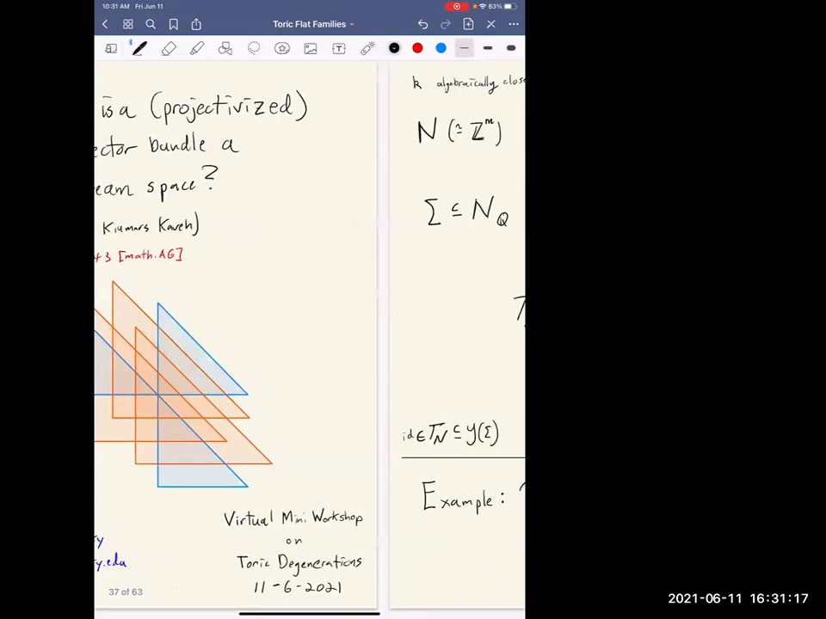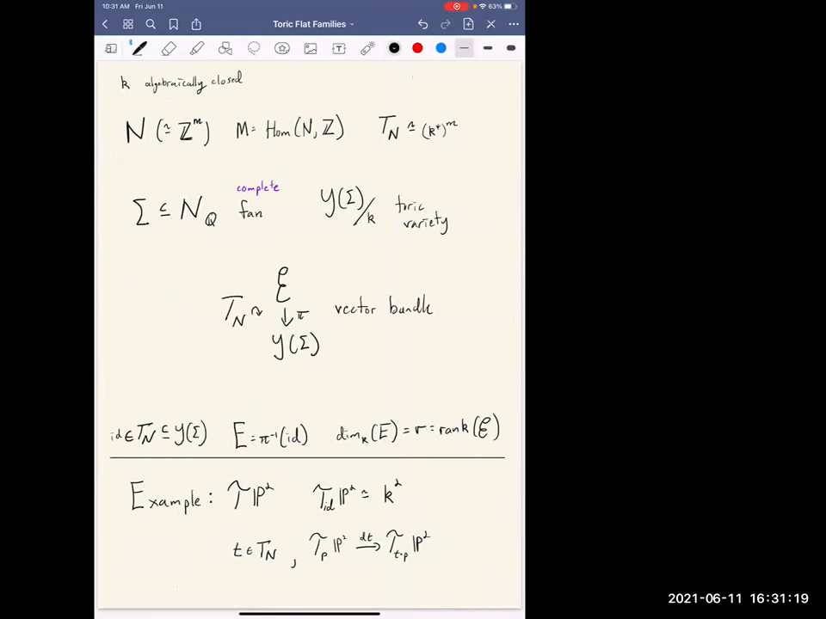So just to fix some notation, I'll be working over an algebraically closed field, sometimes characteristic 0. N will be a lattice of rank M, and M will be its dual lattice. And T sub N will be the algebraic torus whose co-character lattice is our favorite lattice N. Sigma is a complete fan, and Y sigma is the toric variety associated to that fan.